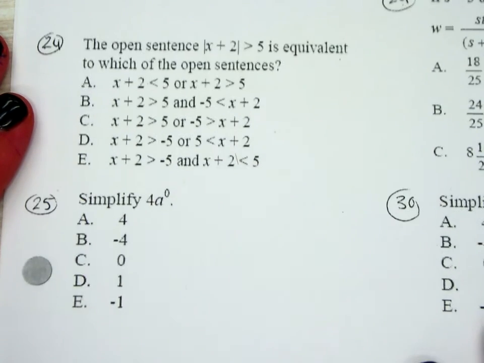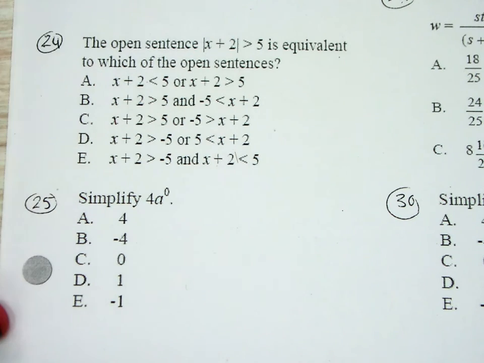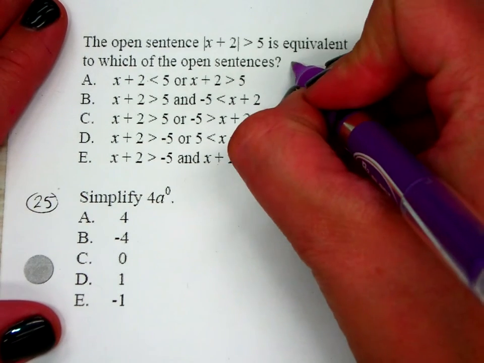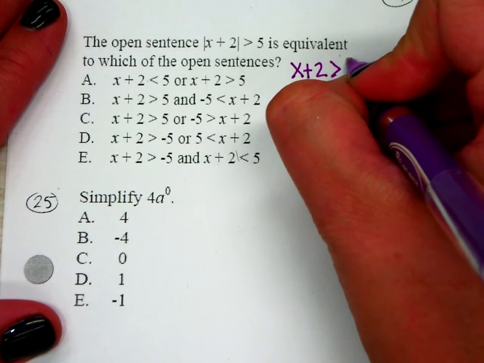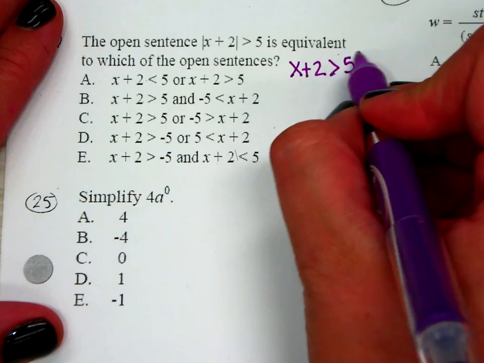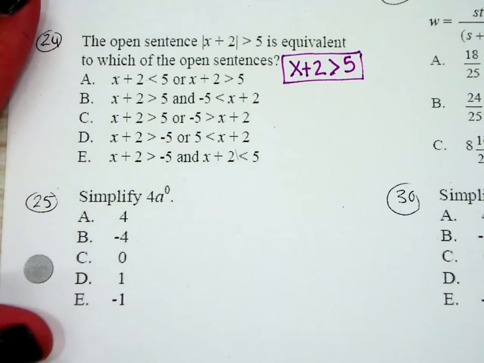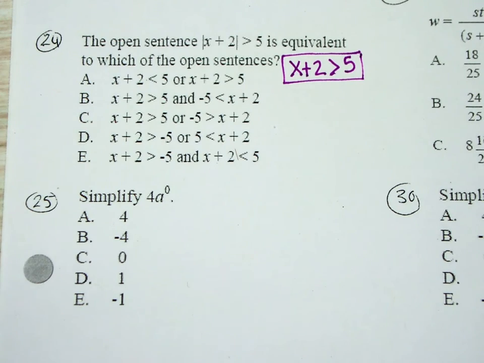All right, 24. The absolute value of x plus 2 is greater than 5 is equivalent to which of the open sentences? So what I would do is just set the problem up, okay? That's all they're doing here. So the first way I can have that is x plus 2 is greater than 5. I'm going to look at my answer choices. This has to be one of them. I don't even have to solve it. Notice how x is not isolated. Don't waste your time. So x plus 2 is greater than 5.